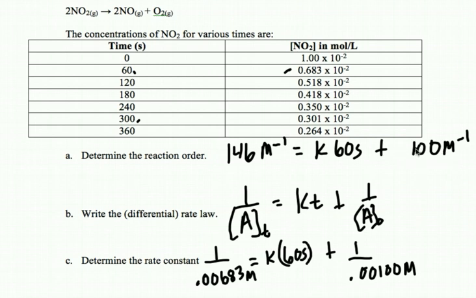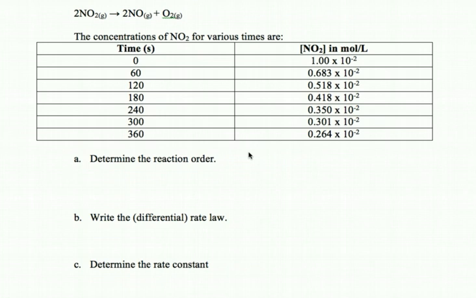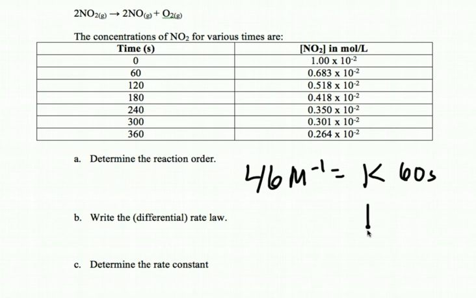So now I'm going to subtract 100 from both sides. I did some rearranging and some erasing. Essentially, I have 46 molar to the negative 1 is equal to k times 60 seconds. So if I want to solve for k, I'm just going to have to divide both sides by 60 seconds, and I'm going to get 0.77 molar to the negative 1 seconds to the negative 1. And that would be my rate constant, but it's just another way of solving for it.